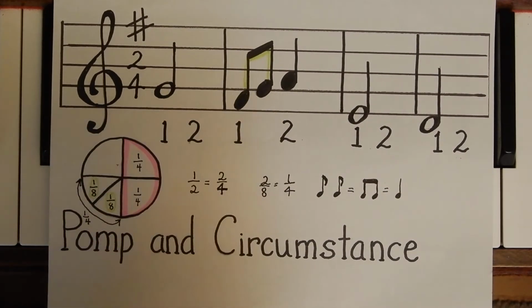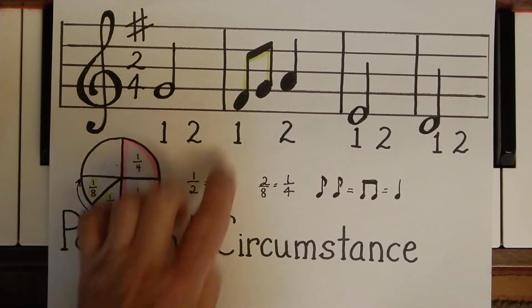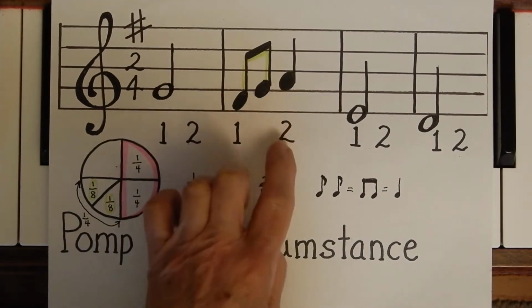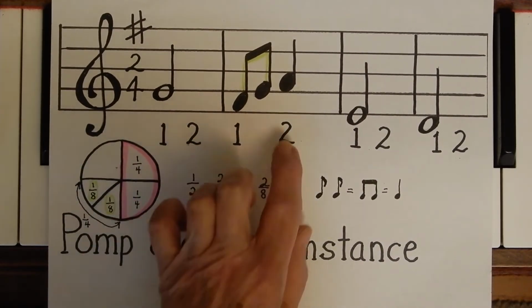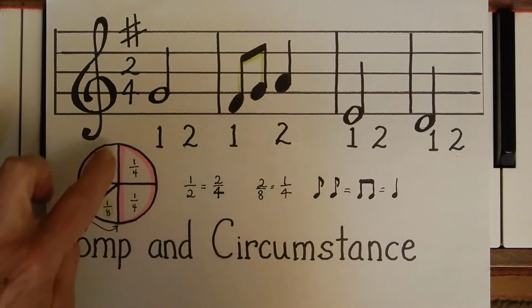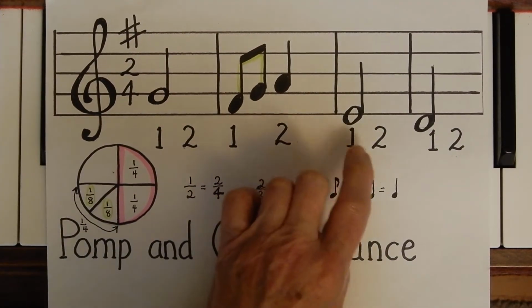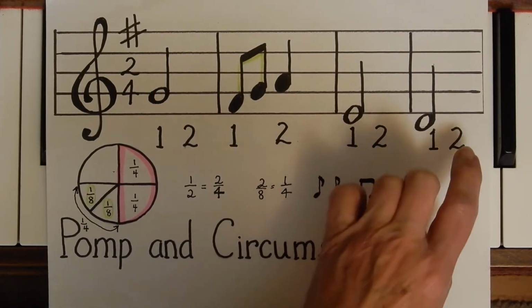Now we've got 2 eighth notes, and there's 2 eighth notes which fit inside of a quarter, so that's equal to a quarter. And there's a quarter note, so there we have quarter number 1 and quarter number 2 for that measure. Another bar line, now we've got a half note. A half note is equal to 2 quarter notes, so that's 1, 2, and another half note, 1, 2.